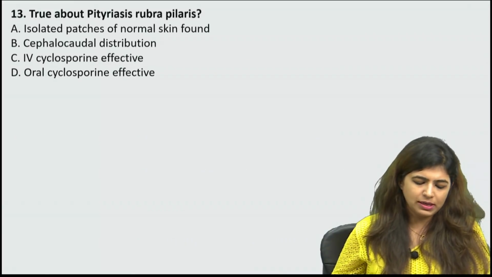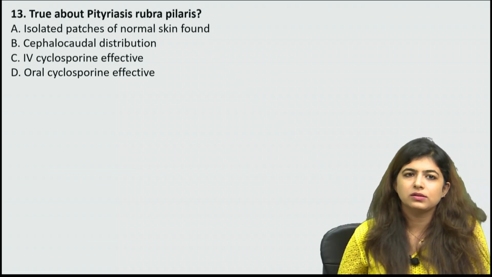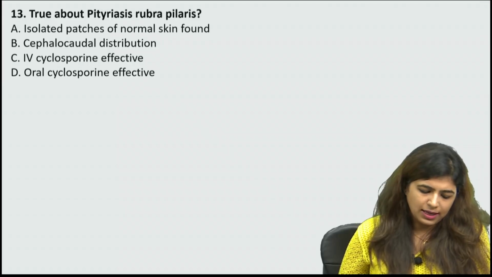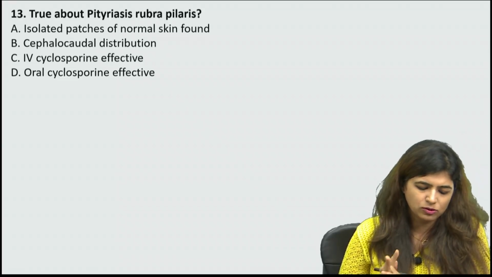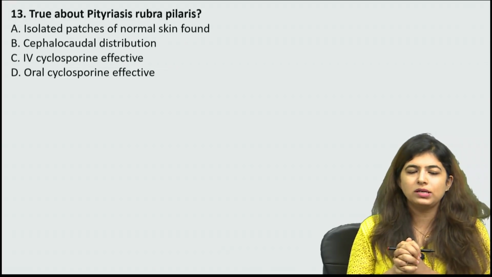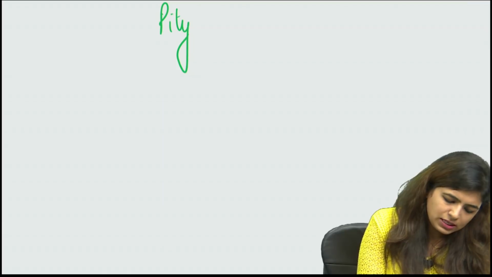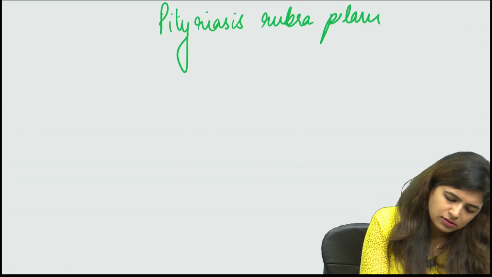Moving on to the next question. True about pityriasis rubra pilaris. Isolated patches of normal skin found, cephalocaudal distribution, IV cyclosporin, oral cyclosporin. So what is pityriasis rubra pilaris? Let's read a bit about the same.